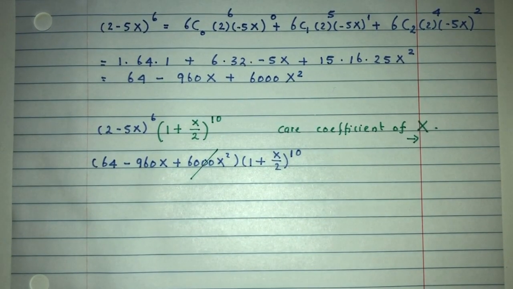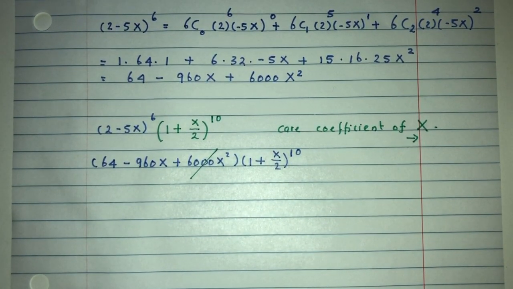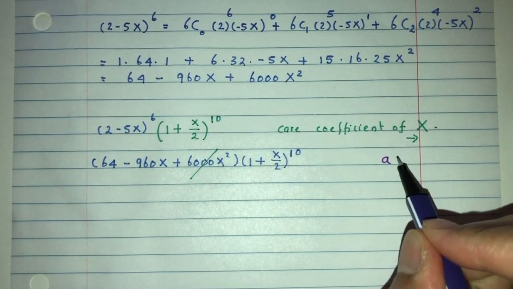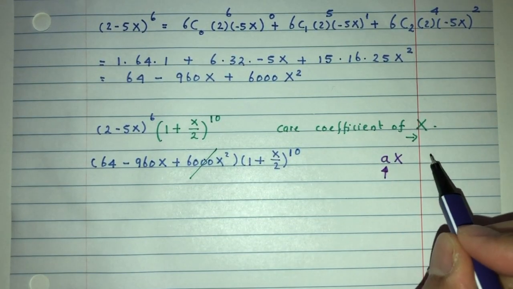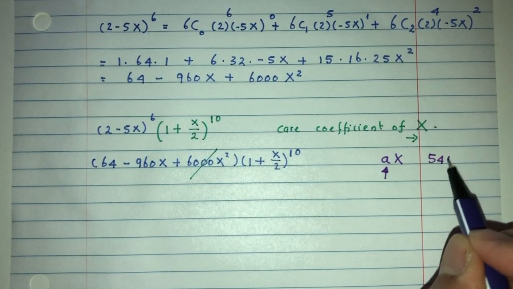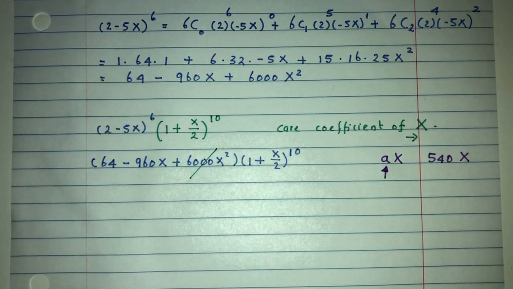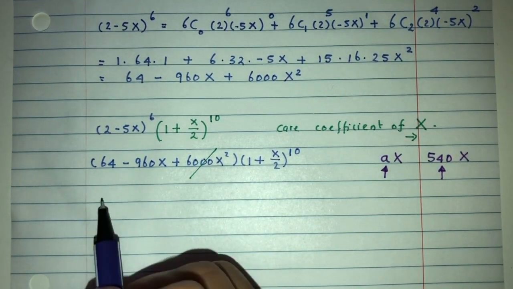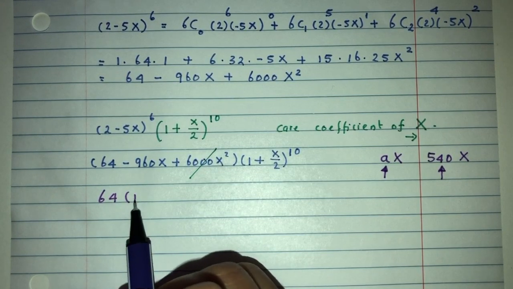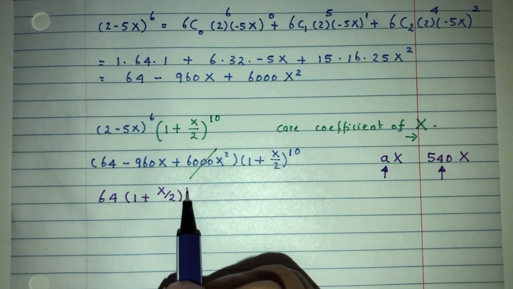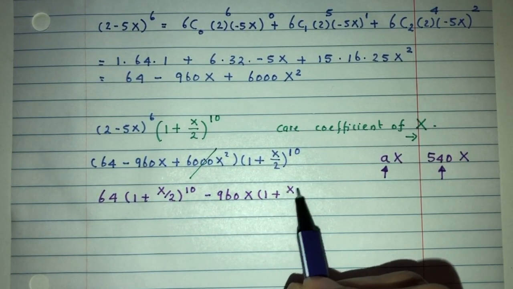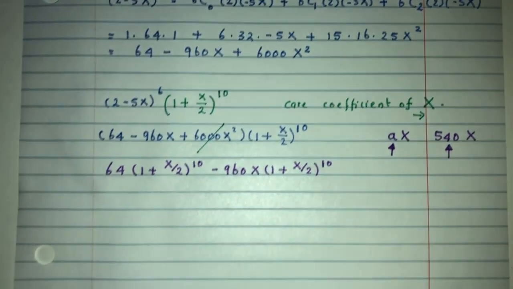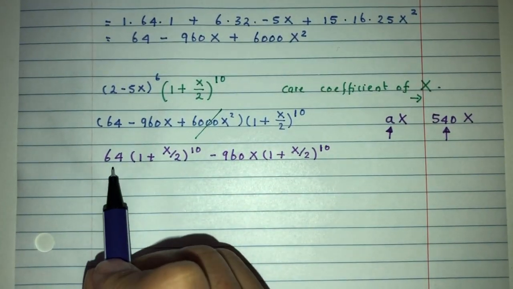Now something for you to understand, for those who do not know: let's say if I have ax, what is the coefficient of x? It is the value a. Let's say if I have 540x, what is the coefficient of x? It is the value in front, which is just 540, for example. Now we have to try to expand this. We will have 64 multiplied by (1 plus x over 2) power 10, minus 960x times (1 plus x over 2) power 10.